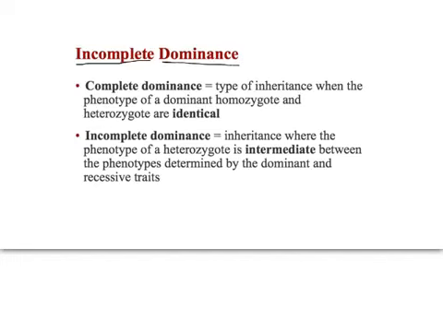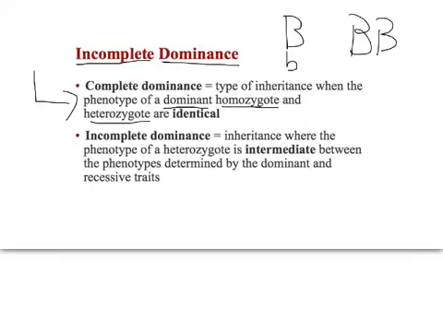Before we talk about incomplete dominance, we should probably define complete dominance. Complete dominance is what we've been talking about all along. It's where if you have a dominant allele, you have the dominant phenotype. In other words, the homozygous dominant and the heterozygous have the same phenotype. So maybe capital B is black fur and a little b is white fur. Capital B, the homozygous dominant individual, and capital B, lowercase b, the heterozygote, would have the exact same phenotype. They would both be black.